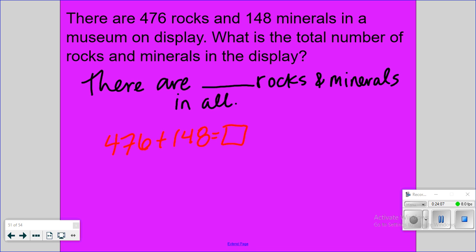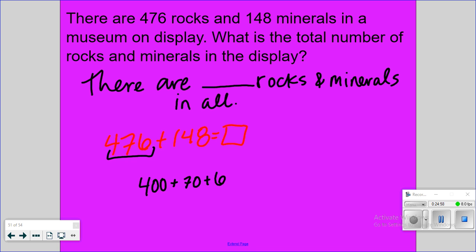Let's go ahead and break apart using my place value. How would I break up 476 into expanded form? What might that look like? 476 broken into expanded form. Ashlyn? 400 plus 70. Awesome. So there's 476 in expanded form.